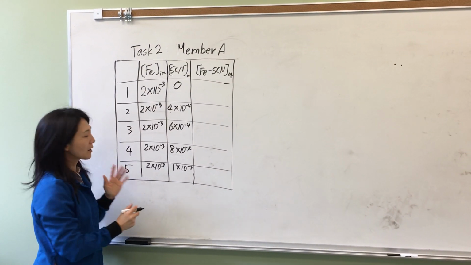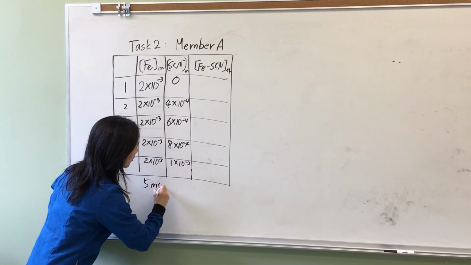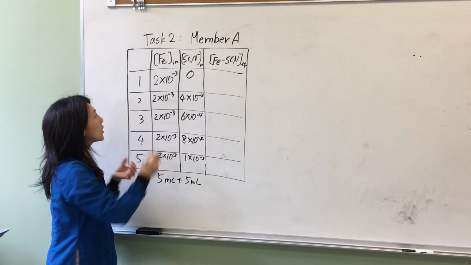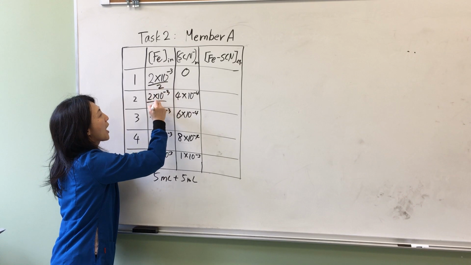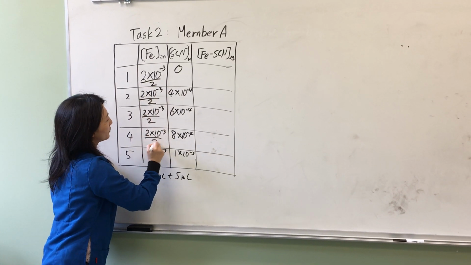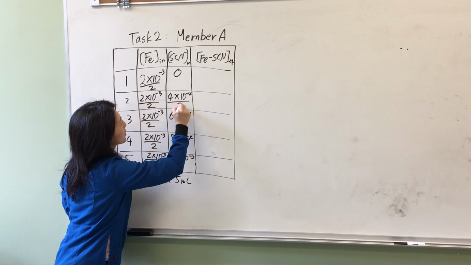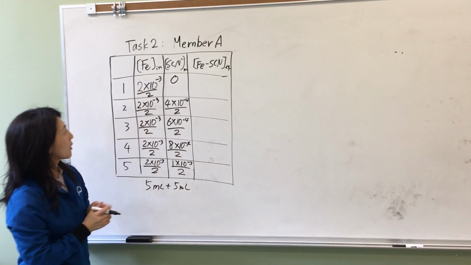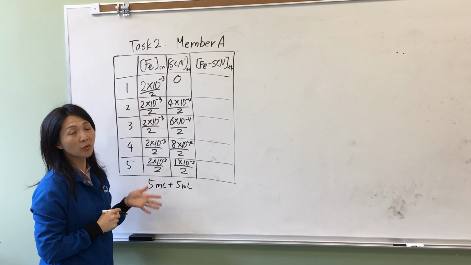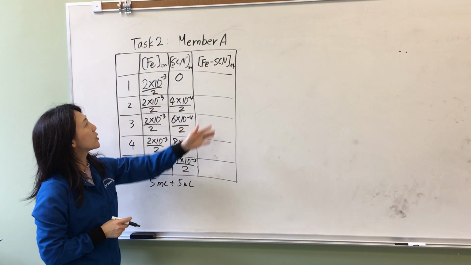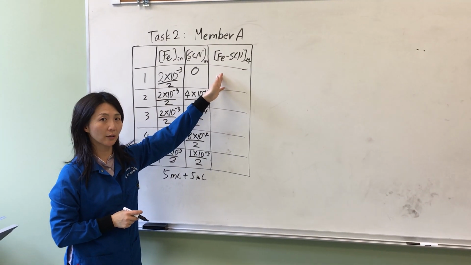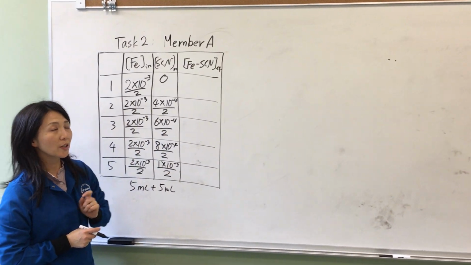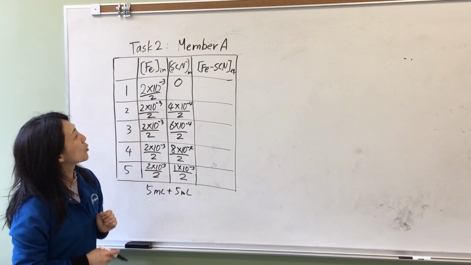But again, this one you mix 5 ml with 5 ml. So the initial concentration in the mixture is going to be half. But this time, we cannot use Le Chatelier's principle to assume the concentration of the product. Okay? We have to get these products using the standard curve from task 1.